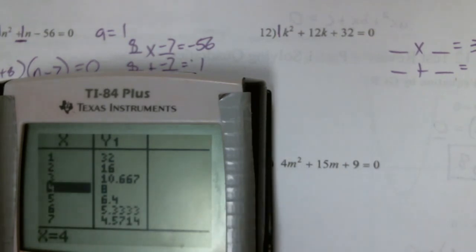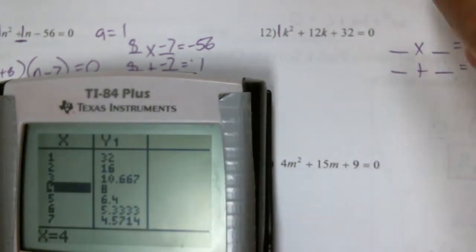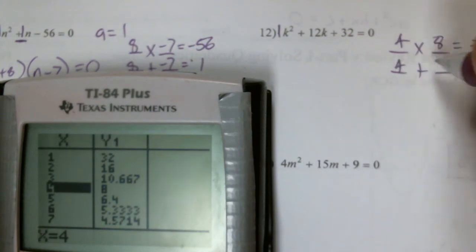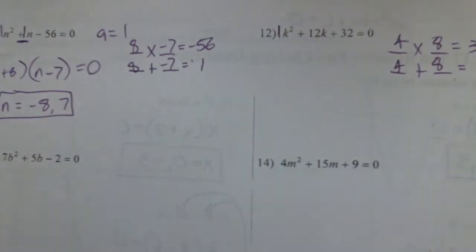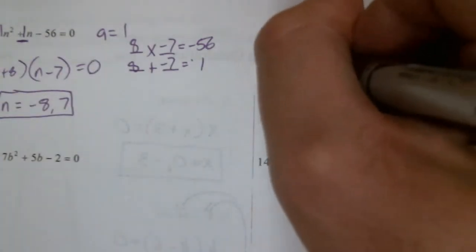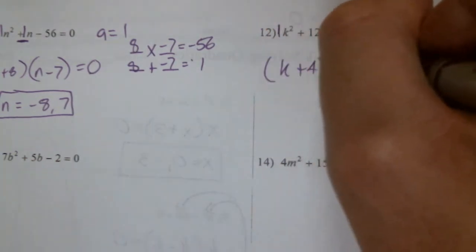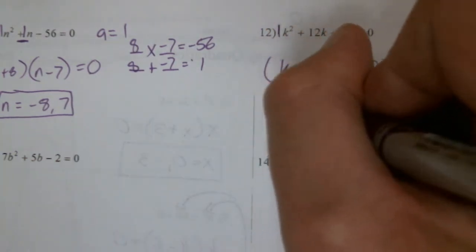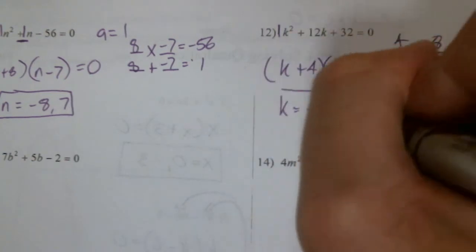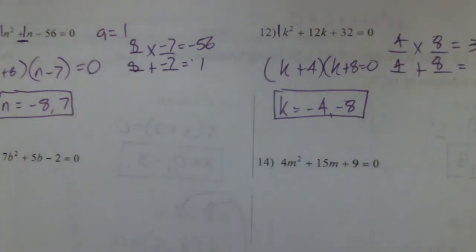There we go, 4 and 8. Everything's positive, so that makes it easy. I know everything in the whole problem is positive. So that just factors as k plus 4, k plus 8 equals 0, and flippy flip: -8 and -4.